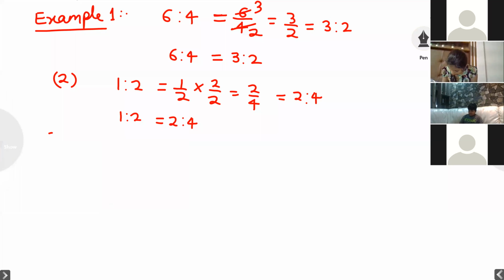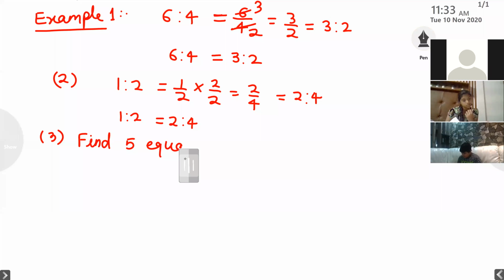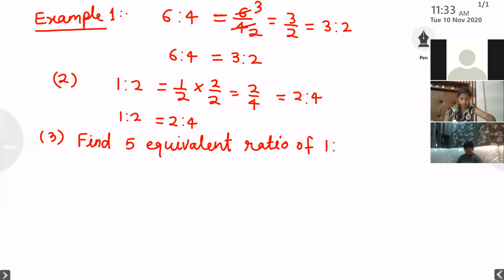Example 3. Find five equivalent ratios of 1:5.